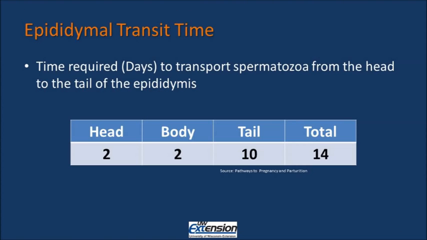Epididymal transit time is the time required to transport spermatozoa from the head to the tail of the epididymis. Sperm stays 2 days within the head, 2 days within the body, and sperm is stored in the tail for 10 days. Sperm is ejaculated out of the tail on a continual basis so that we can keep fresh stores of sperm within that tail epididymis.